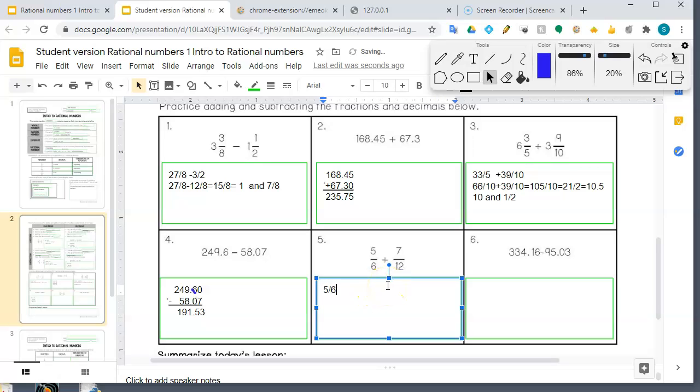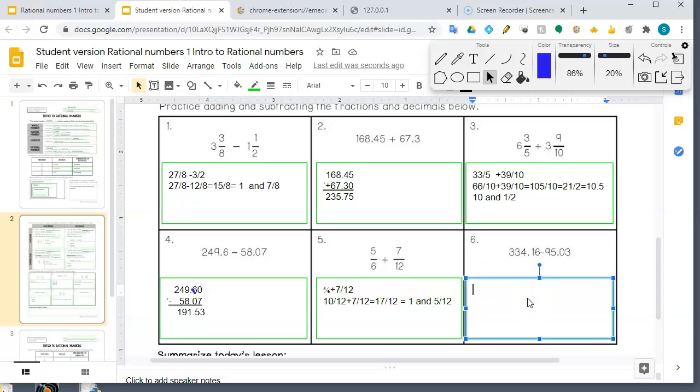Let's check out this one here. We've got 5 divided by 6 plus 7 divided by 12. What is our common denominator? It's 12. So we've got 10 over 12 plus 7 over 12. That's going to be 17 over 12, which is more than one whole, so it's 1 and 5/12.